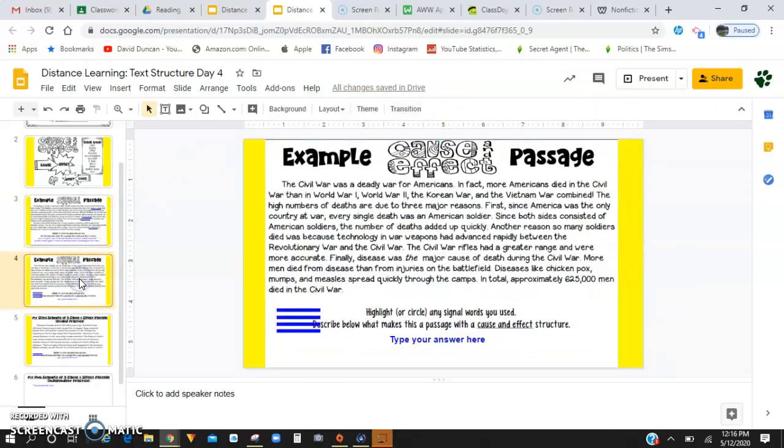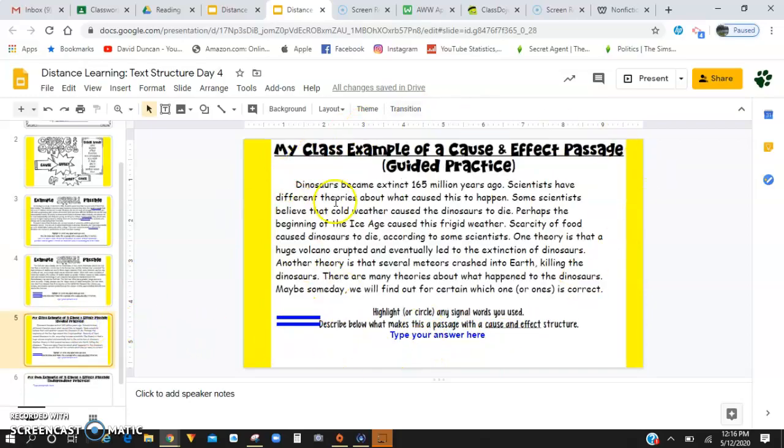So on this slide number 4, you are given an example again with the Civil War. I want you to underline and try to find at least 4 signal words. Type your answer about why it's a cause and effect structure. Down here is our class writing example.